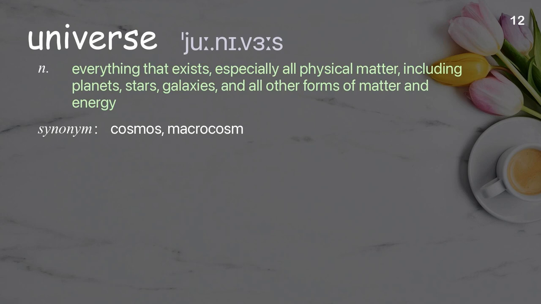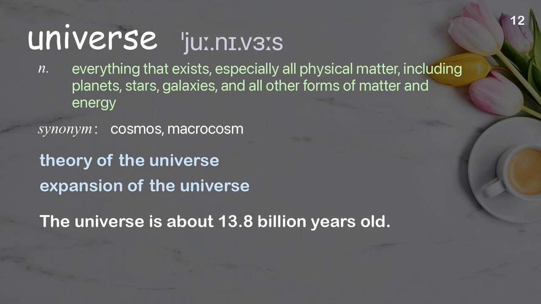Universe. Everything that exists, especially all physical matter, including planets, stars, galaxies, and all other forms of matter and energy. Examples: theory of the universe, expansion of the universe. The universe is about 13.8 billion years old.